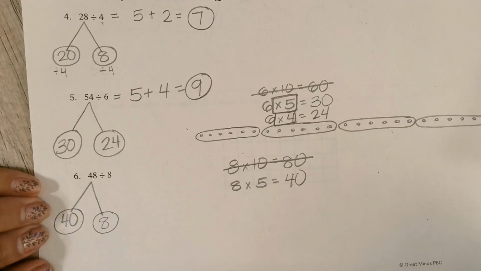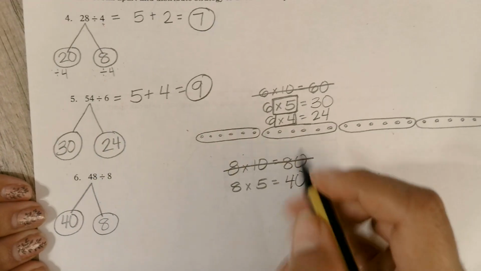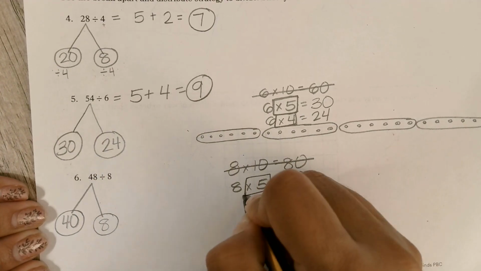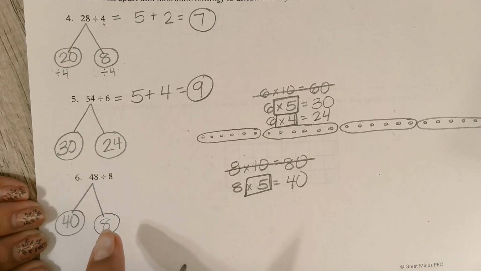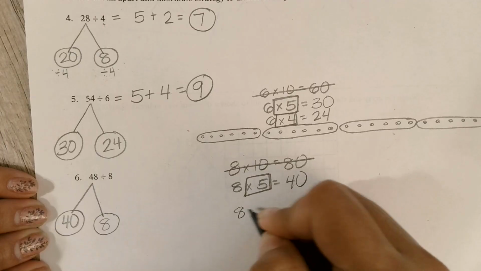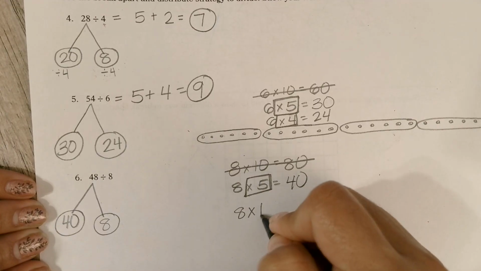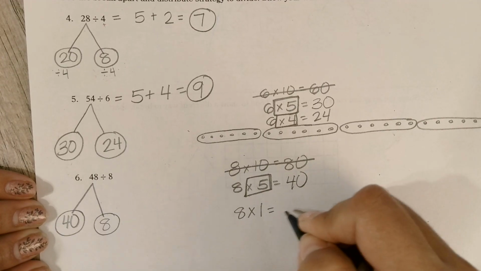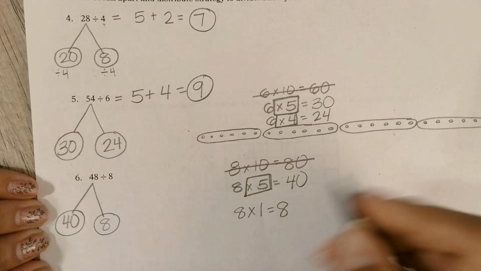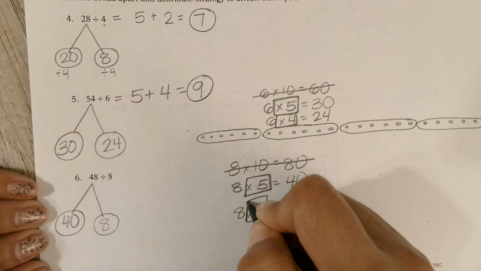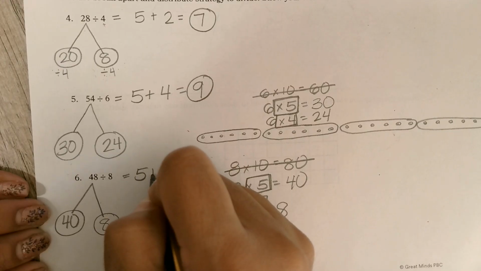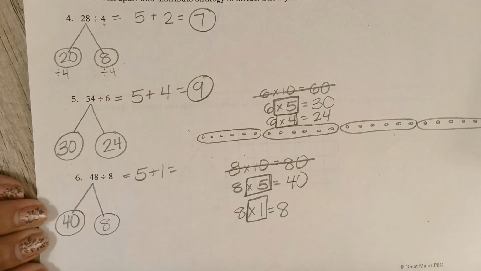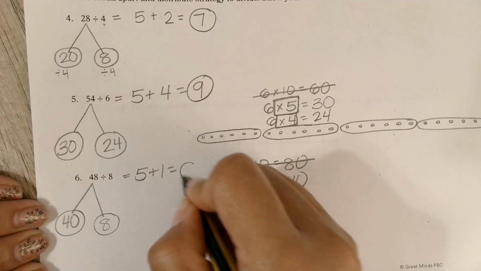Now, I'm going to keep this 5 because I know that 8 times 5 is 40. What times 8 is 8? Well, that one we know, 8 times 1, because 1 times any number is that number. So these are the two numbers I need to add together. So I'm going to add 5 plus 1 is, and your answer is 6.